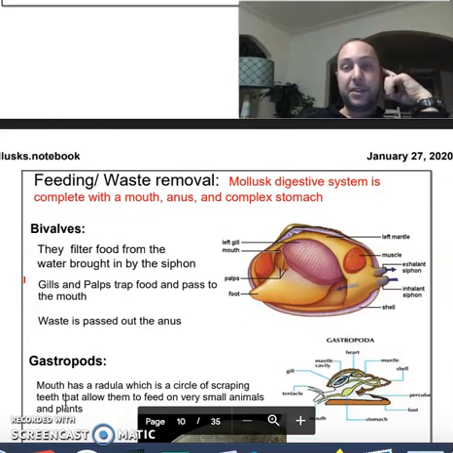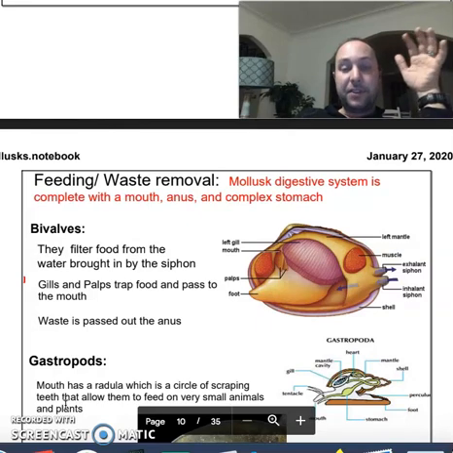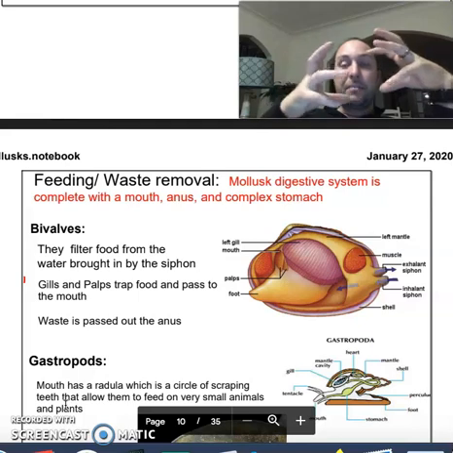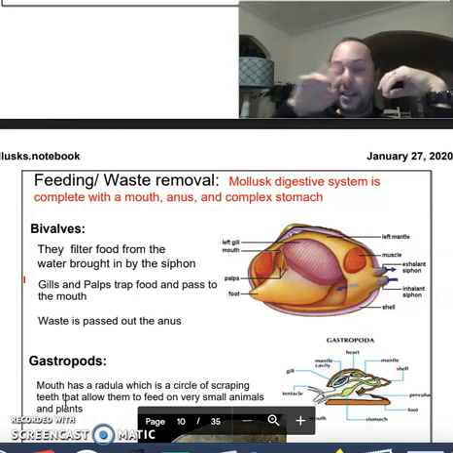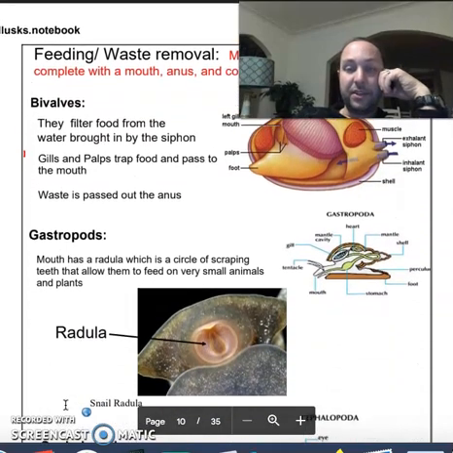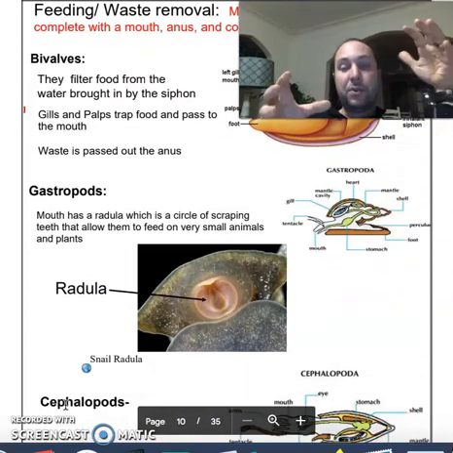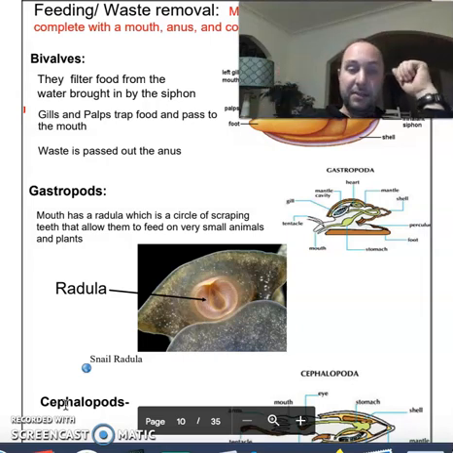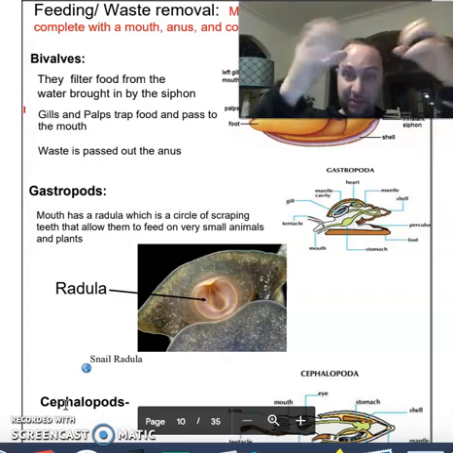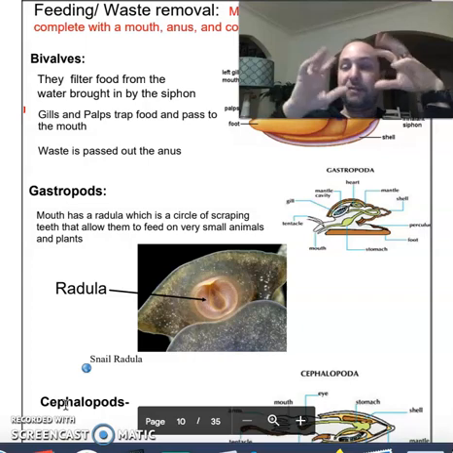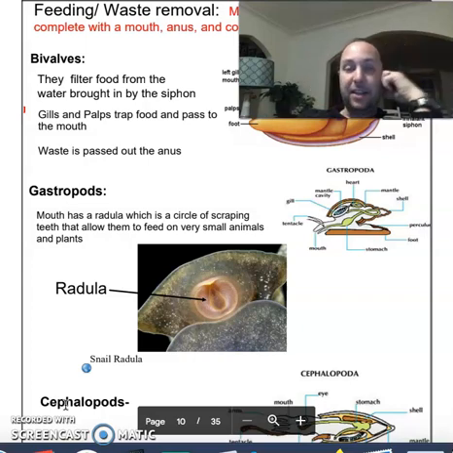Feeding and waste removal, another characteristic that all living things need to have. Bivalves are filter feeders. They bring water in through their siphons, and then the gills and the palps trap the food, and then the waste is passed out the anus, which then through a siphon shoots the waste out of their shells. Gastropods have a mouth with something called a radula. I know I'm going quickly here, pause it if you need to. A radula scrapes food off of the surfaces that they're crawling on, so they can feed on small animals and plants and algae and things like that.